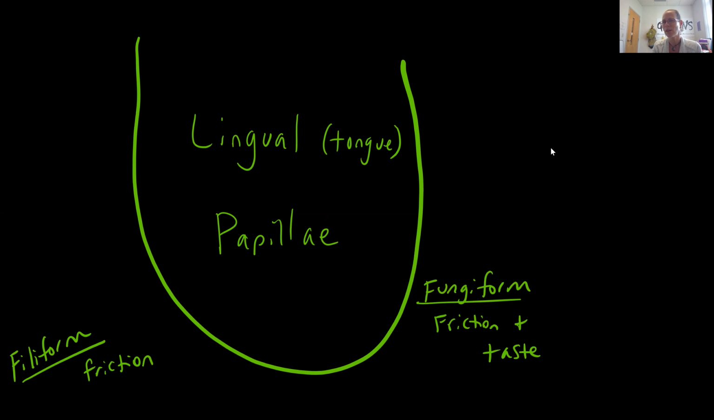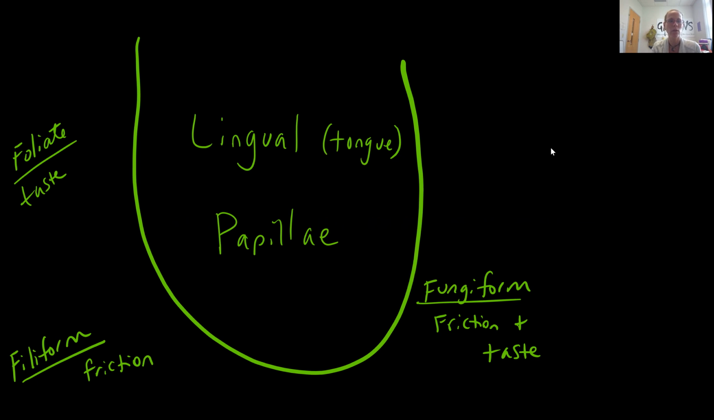Fungiform are named because they look like little mushroom buttons. The fungiform papillae are going to be important in friction, but also they do contain some taste buds, so they are going to be important in taste reception. Now the taste bud is actually going to be really the structure that's involved in taste sensation. They're located on the papillae. So papillae and taste buds are two different things.